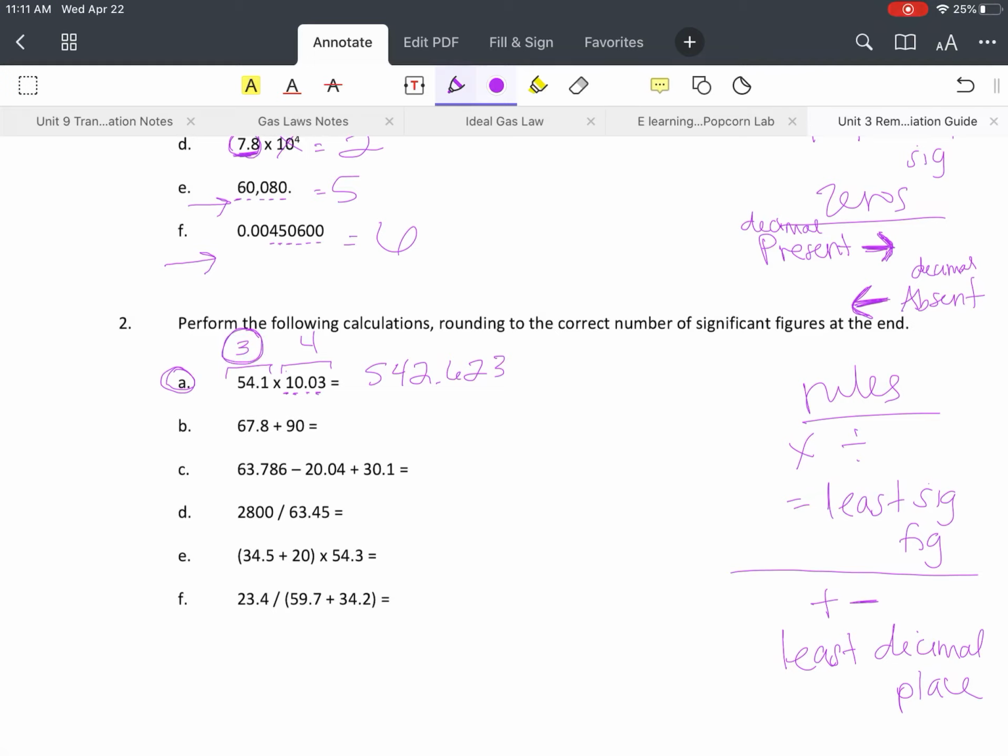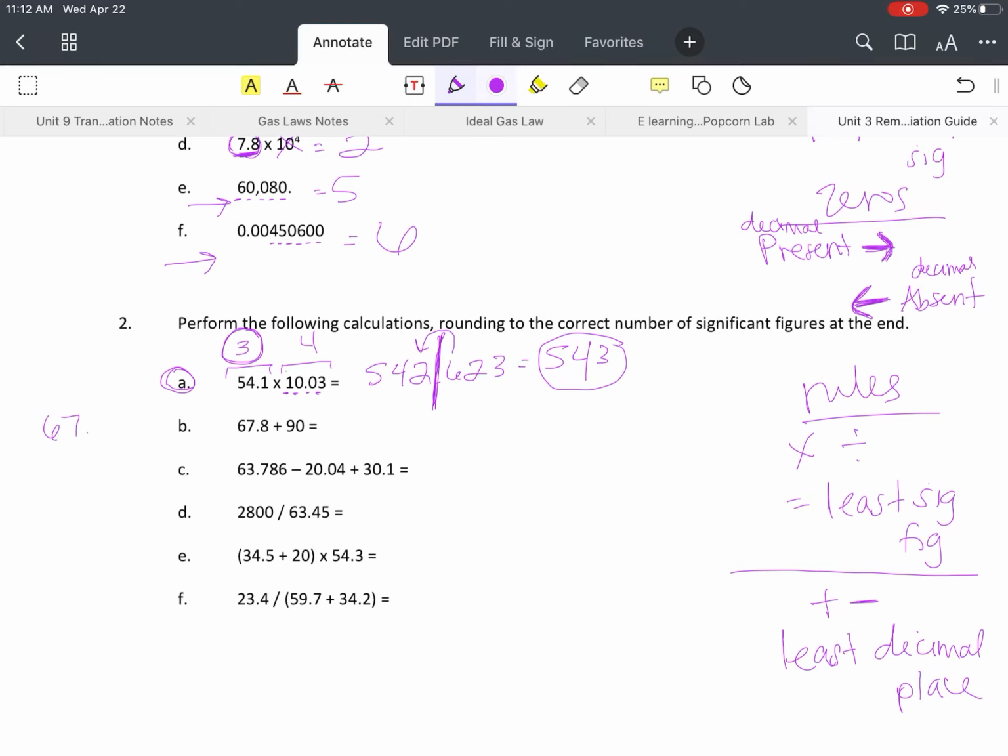Okay, so when I multiply this out in my calculator, 54.1 times 10.03, I get 542.623. But my answer can only have the least number, so I have to round my answer to 3 sig figs. So where is that going to be? 1, 2, 3, I'm going to have to stop my number right here. So what is my 6 going to do to my 2? It rounds it up, so my final answer is 543.